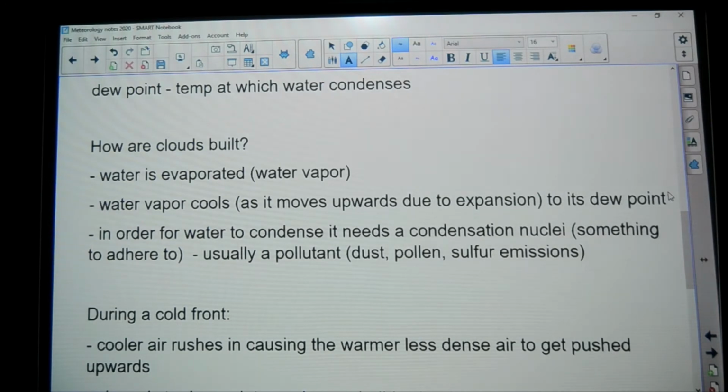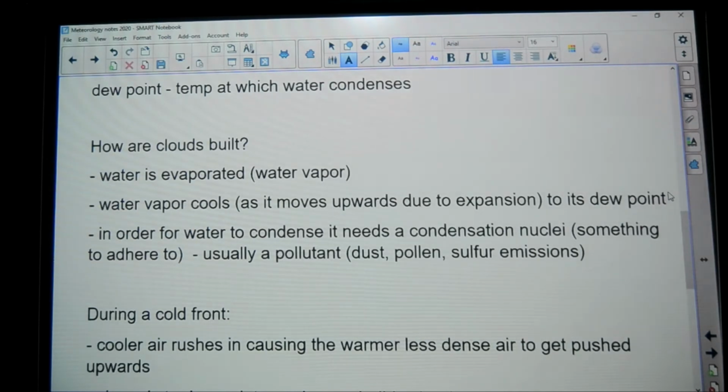All right, so we kind of went over how the clouds are being built. I got to evaporate water. I got water vapor in the air. All right, as it gets pushed upwards, less pressure, it expands. It cools. Once it hits the dew point, it will condense.